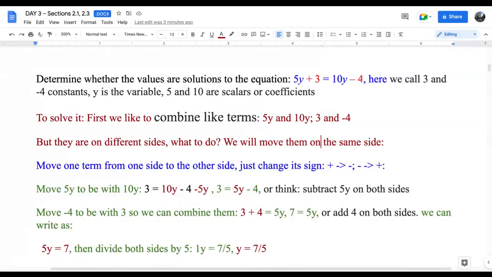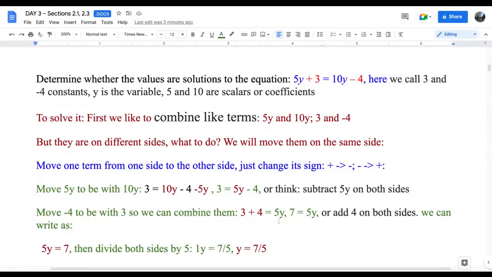At the same time, I could move negative 4 to the left-hand side. Well, negative 4 on the right-hand side, when I move it to the left-hand side, it becomes positive. So I get 3 plus 4 equals 10y minus 5y, which is 5y. Well, 3 plus 4 is 7, so 5y equals 7.